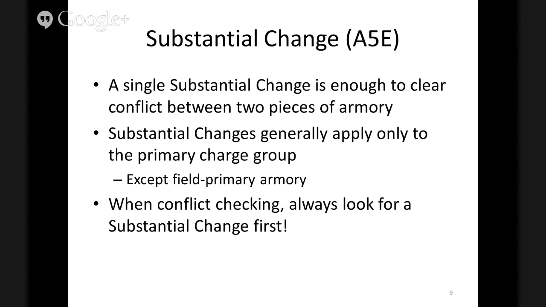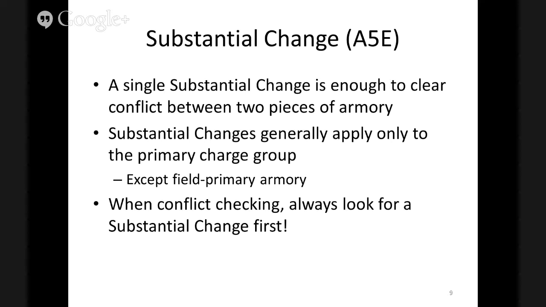So the first thing we always want to do is check for substantial changes. These are covered in section A5E, and this is a really simple way. This is the easiest way to clear conflict. If you've got a substantial change, you're done. You don't have to go any further. You don't need to count DCs. So we always want to check substantial changes first.